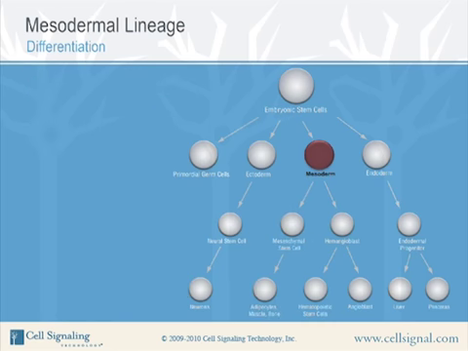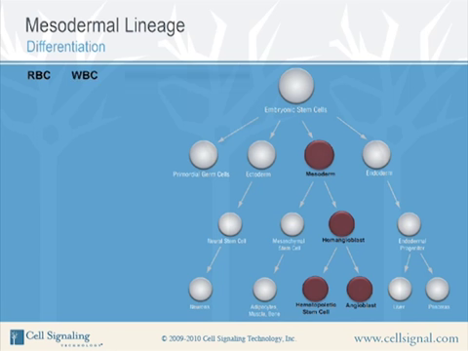The second branch of the mesodermal lineage consists of the hemangioblast, which is the precursor to both hematopoietic stem cells and the angioblast. Hematopoietic stem cells differentiate into red blood cells, white blood cells, and cells of the immune system. The angioblast further differentiates into vascular smooth muscle and endothelial cells.